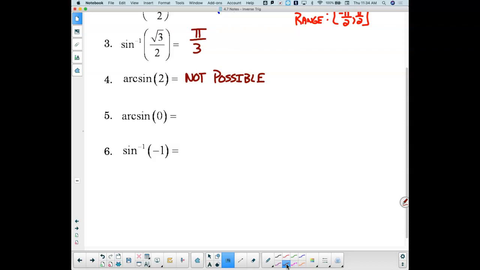Arc sine 0. Where on the right side is sine equal to 0? It's 0. See? He is really coming in here just to observe you. Whoa. Arc sine negative 1, or inverse sine negative 1. Right side. Where is it? Negative pi over 2. Wanna say 3 pi over 2, right? Correct. But that's outside that range, so it's negative pi over 2.